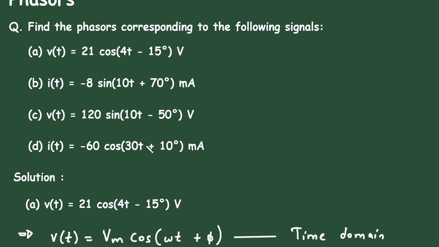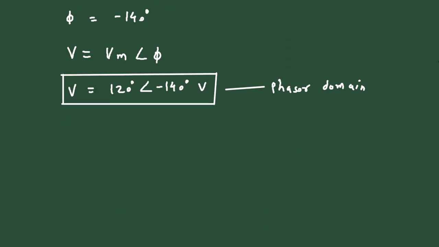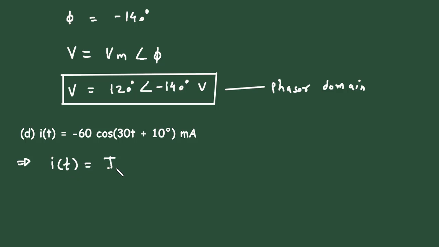Then the next problem is problem D. So this is the problem. Let's copy this from here. Now this is a current signal. Again, let's compare this with the standard equation. So i(t) is equal to Im cos(ωt + φ) amperes. Now here we can see it is given in minus cosine form.